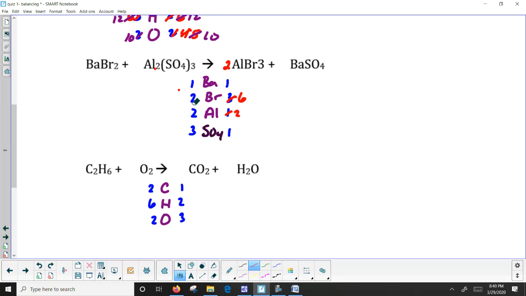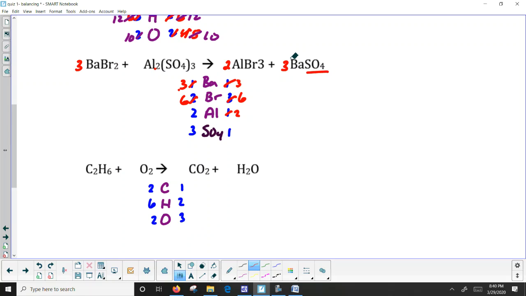Let's go into this side. Well, what if I want to have 6 bromines? I have to put a 3 in front here. So I'm now going to have 6 bromines, but remember, I also changed the number of bariums. So if I change the bariums, I have to change them on this side. But wait a second, I have 3 bariums. How about this? I've got sulfates. Well, sulfate appears on both sides.